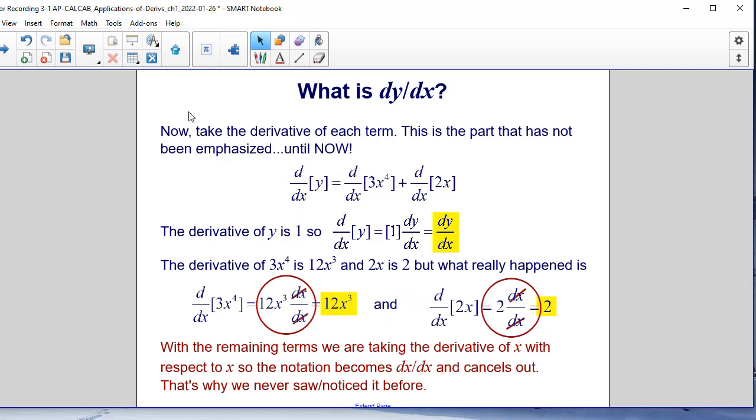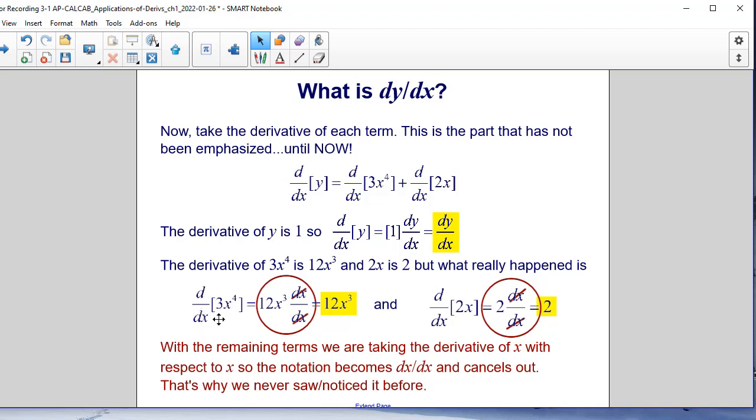Continuing on with our discussion about the notation dy/dx, I'm going to pick up here. Previously, we discussed that the derivative of y is 1. So when we take the derivative of y with respect to x, we end up with the notation dy/dx. Now, with the derivative of 3x to the fourth becoming 12x cubed and the derivative of 2x becoming 2, what really happened was this.